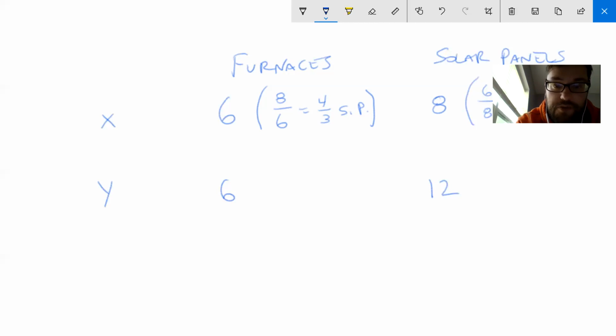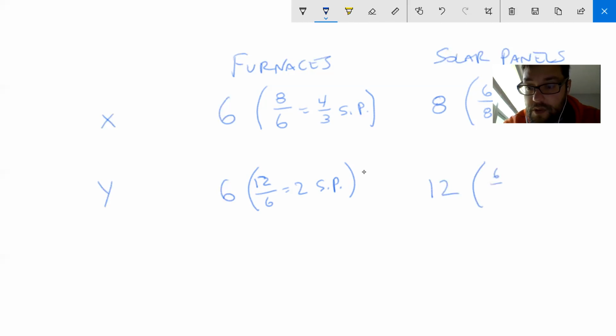Now let's move on to country Y. Again, we're doing the same exercise. What's the price of a furnace? Take solar panels: 12 over 6 equals 2, and that is 2 solar panels. So the price of one furnace is 2 solar panels. And again, you flip it the other way, so you'd end up with 6 over 12, which is 1/2 of a furnace.